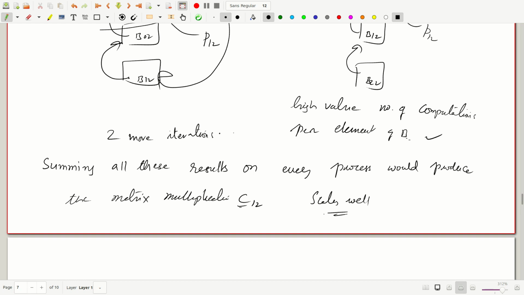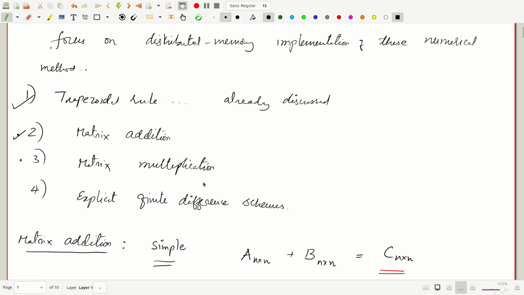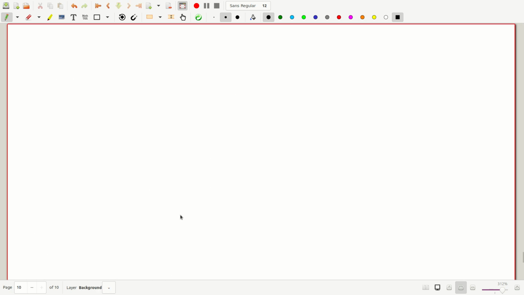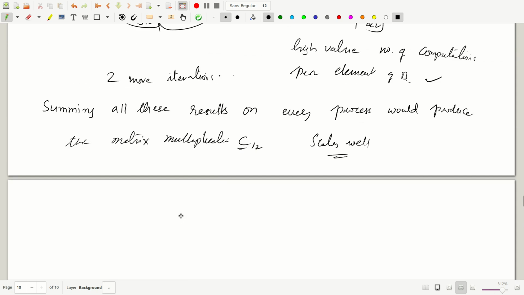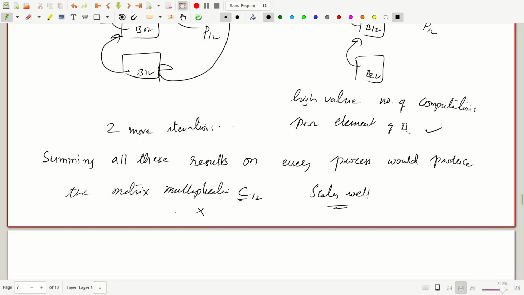Okay. All right. So what did we plan for today? We planned for matrix addition, multiplication, and explicit finite differences, and we seem to be out of time. So I'm going to stop here with the matrix multiplication, and we'll pick up with the explicit finite differences in the next lecture.